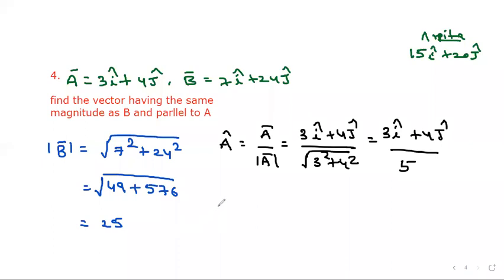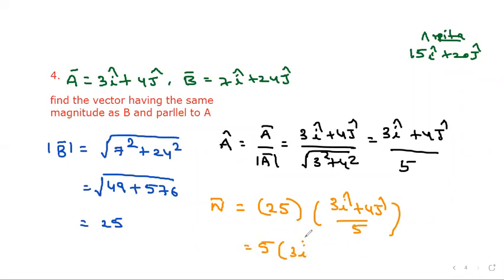Final vector should be in such a way that the new vector can be taken as n. The new vector should have magnitude into direction only. What is the magnitude for the new vector? As b bar, that is 25. And what is the direction? As a cap, that is 3 i cap plus 4 j cap by 5. Of course, 25 by 5 will be 5 only.